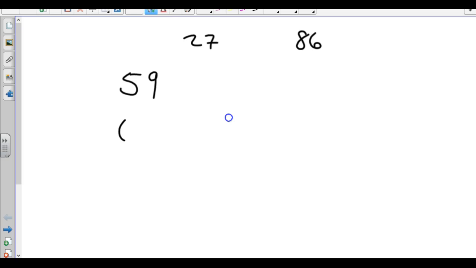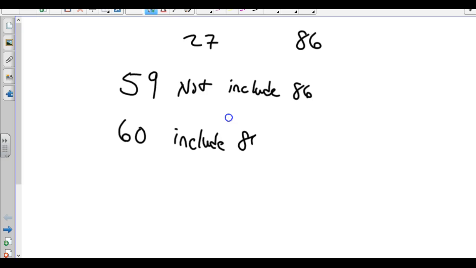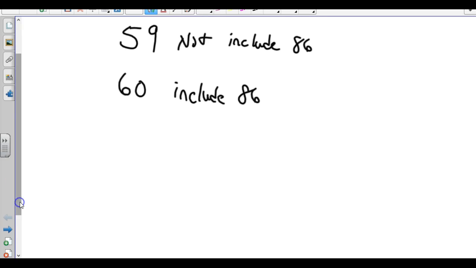So the range to not include 86 and the range to include 86 are different. And then you could double check your math. Even after all of that, if you've thought your way through it, still go through and double check the math on that and try it out.